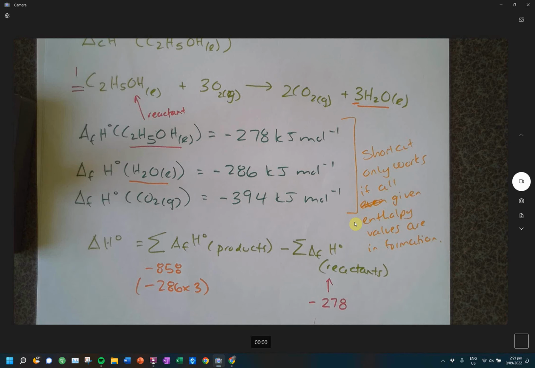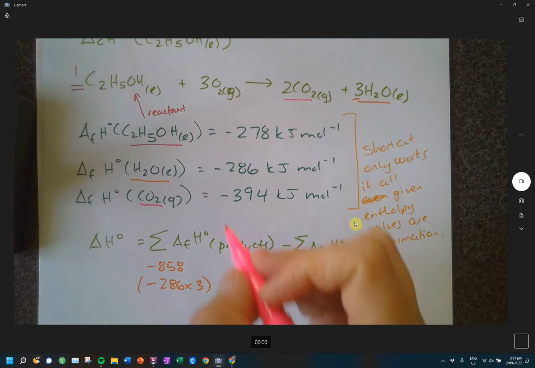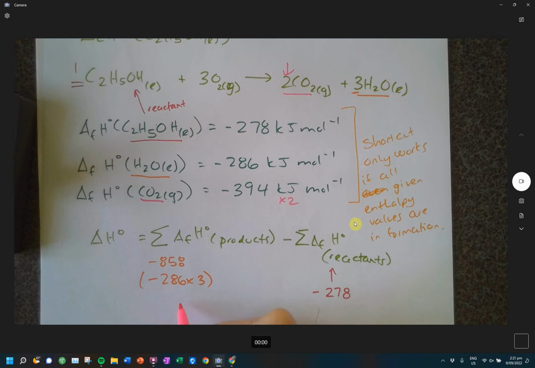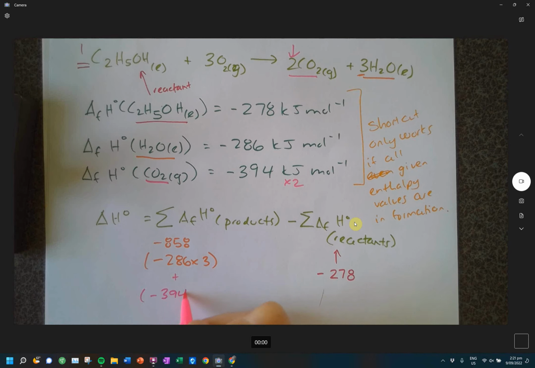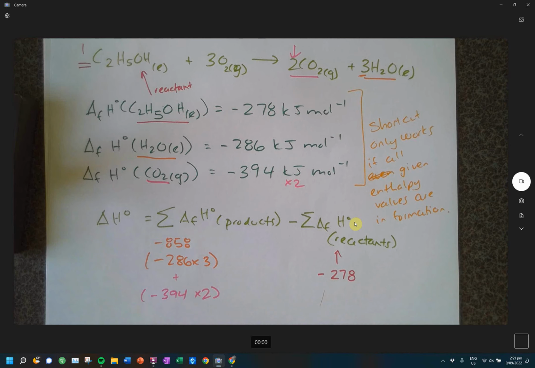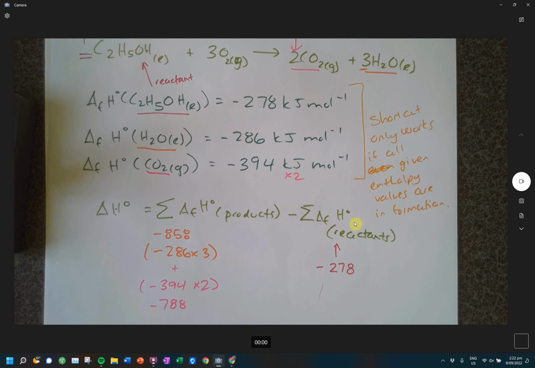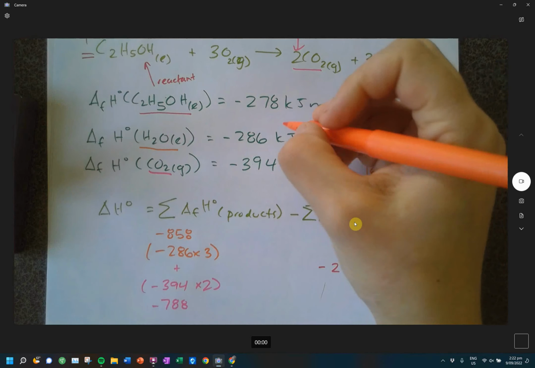All right, last number that I have to deal with is my carbon dioxide. I see that carbon dioxide is also one of my products, and I see that there's a 2 in front, so this needs to be multiplied by 2. So I'm going to also have negative 394 times 2. So that's 788, and that's negative. Are we okay with that so far? Okay. And then I just put it all together.